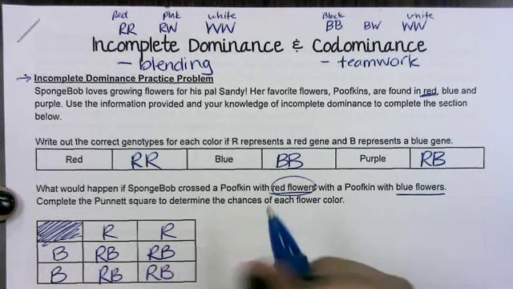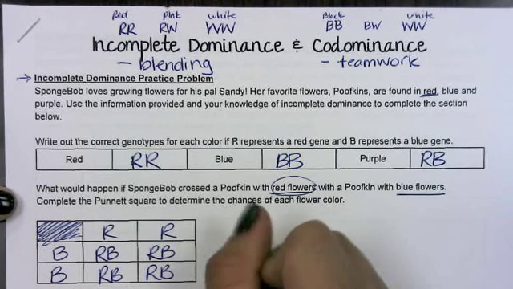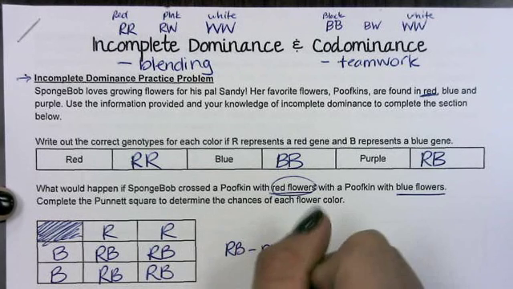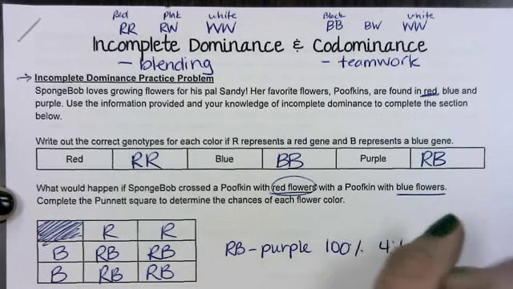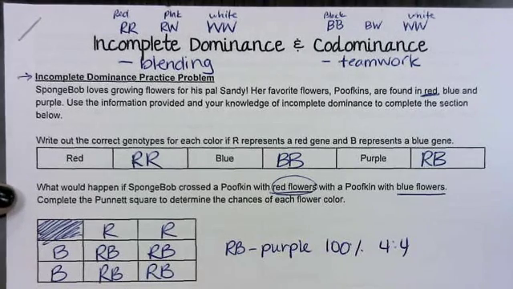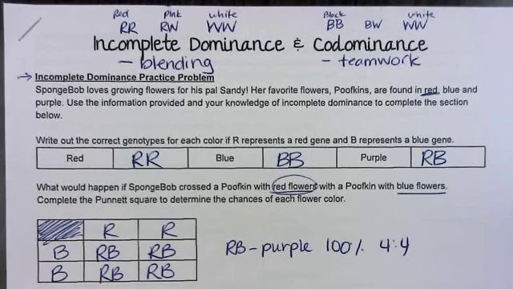So that would mean that all four of these are going to be in the intermediate phase, which means they'll all be purple. So that would be 100% or 4 out of 4. So that's how we do incomplete dominance. You're just looking at the alleles and looking at how they combine together.